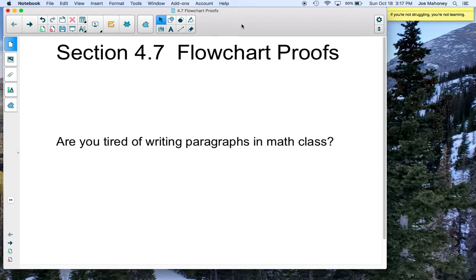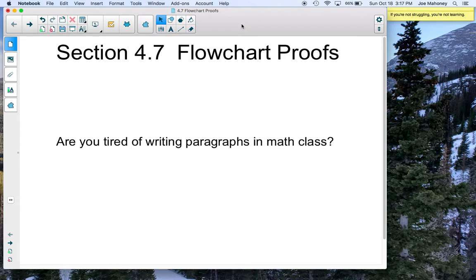So, if you're like me, you don't like writing a lot. I mean, I got into math because I didn't have to write paragraphs. And when the teacher told me to write a 5-page paper, I said, but I can do it in one. So, I'm getting a little tired of writing paragraphs in math class.